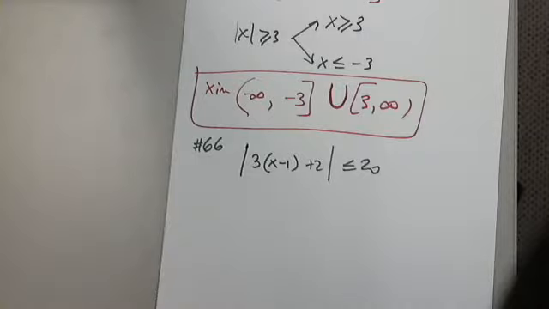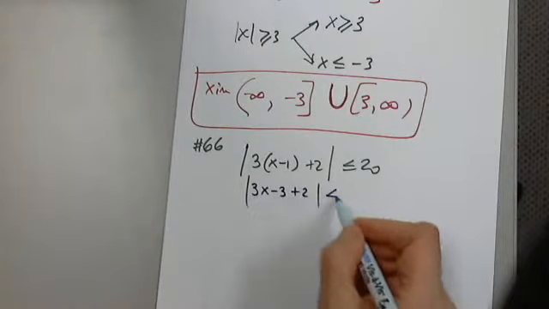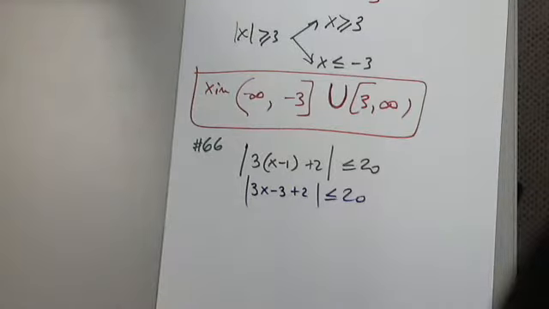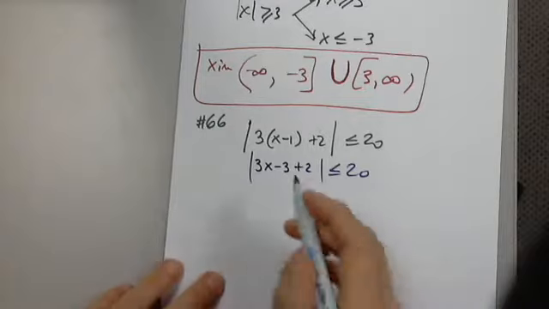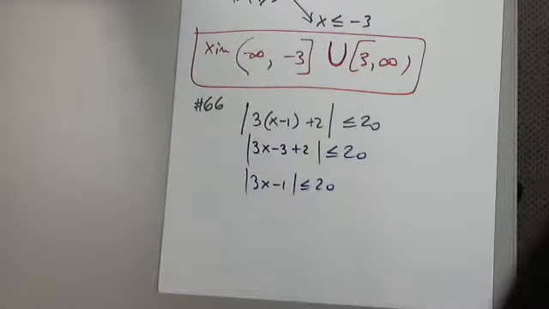Exactly. I have to distribute. So I have the absolute value of 3x minus 3 plus 2 less than or equal to 20. What should I do next? Very good, awesome. This is common sense. We haven't done anything yet. This is simple and pure common sense.